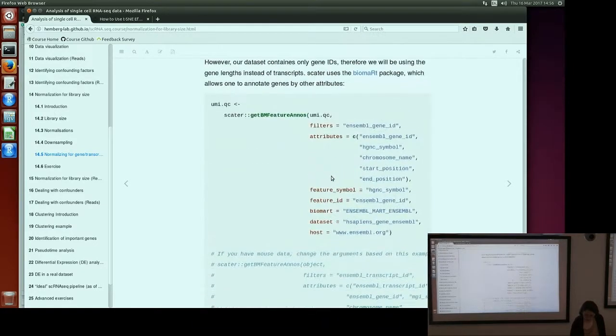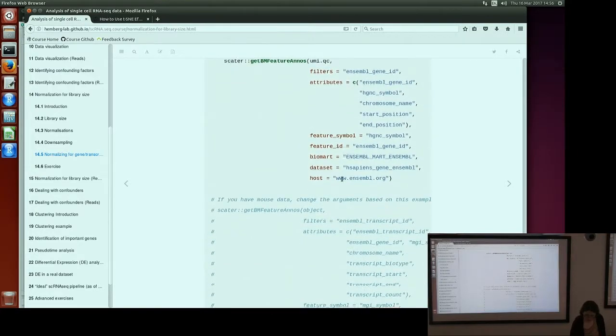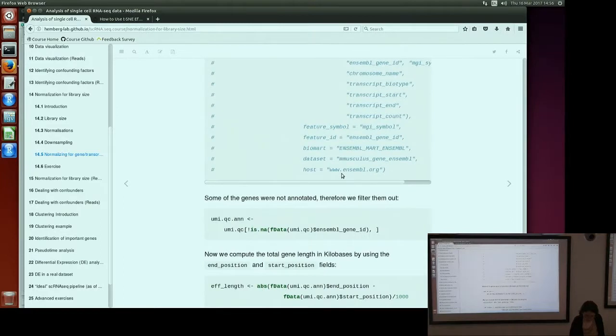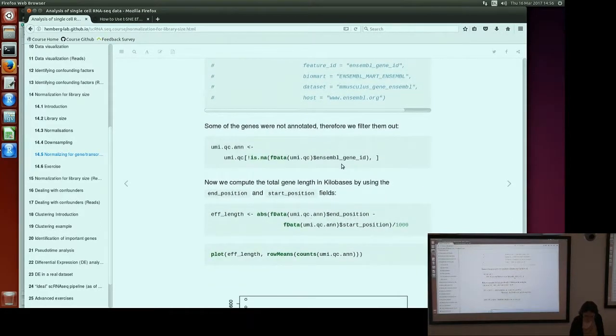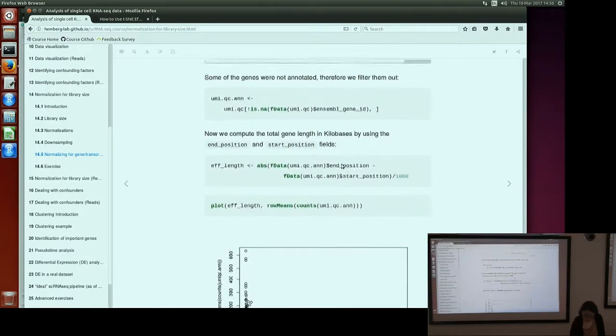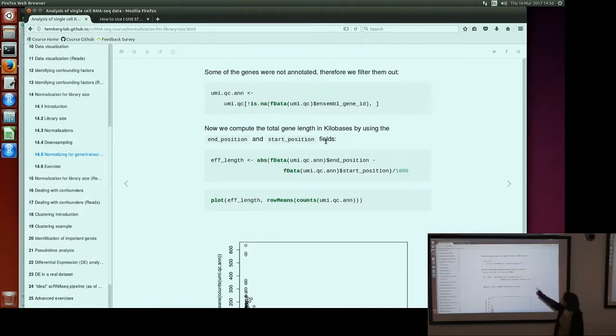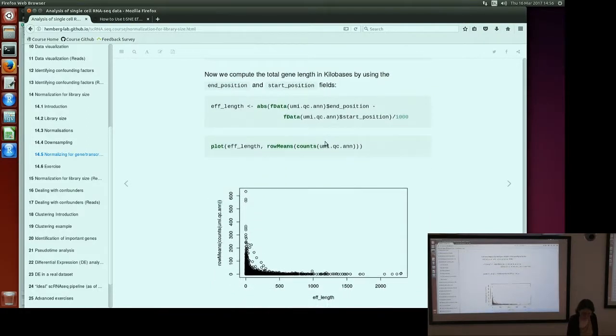Again, this is BioMart, so make sure you're using the right IDs for your data sets. Some data sets will have different gene IDs. And we have to filter out those genes that we don't have the correct annotations for, and calculate the length of each gene. And then we can plot the expression versus the gene length.